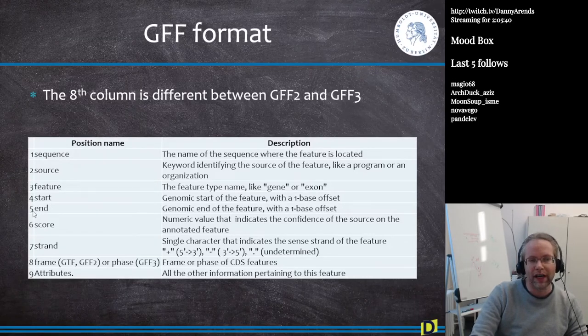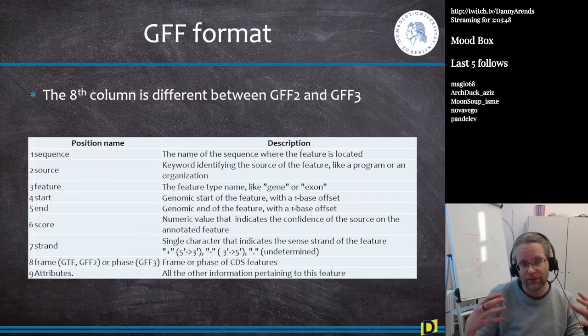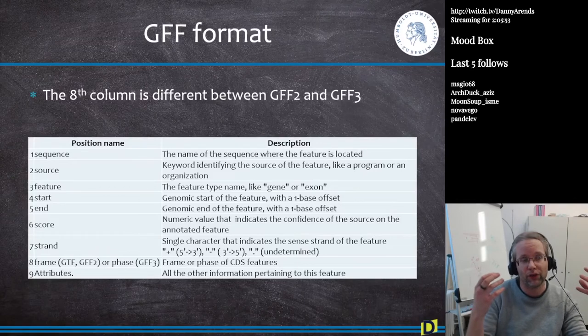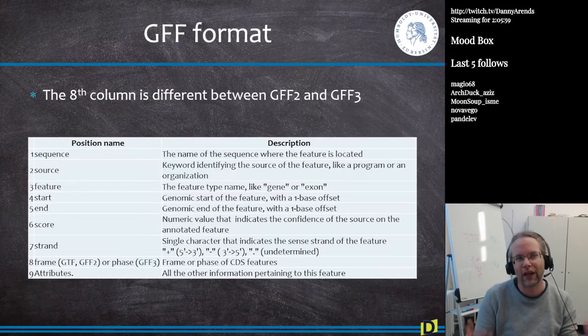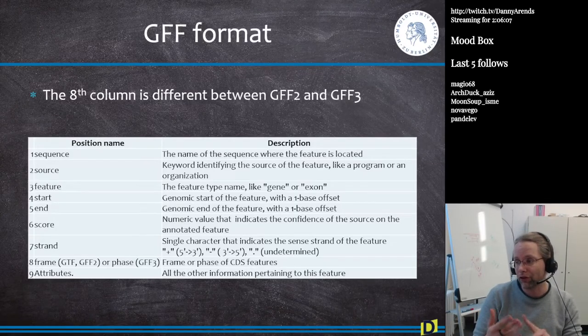Then you have the start and the end position, which is very logical. You just have to remember that this is with a one base offset. This has to do with the fact that computer scientists and people that do normal mathematics use different structures of counting, right? If I am a computer scientist, then I'm counting from 0: 0, 1, 2, 3, 4, 5, all the way up to 9. But if I'm a mathematician, then I count 1, 2, 3, 4, all the way up to 10, right? So these are two very different ways of counting.